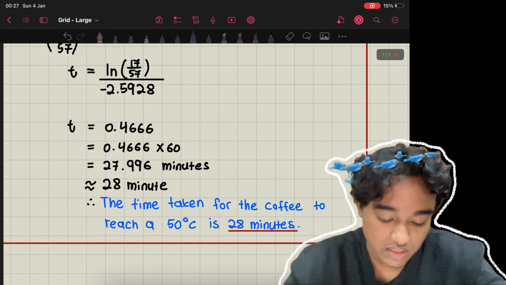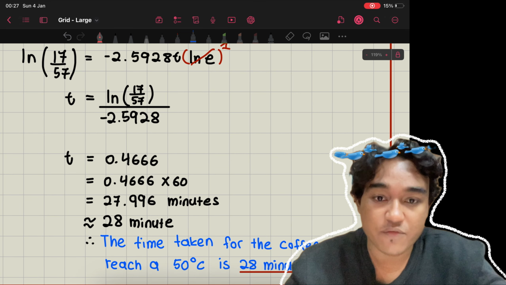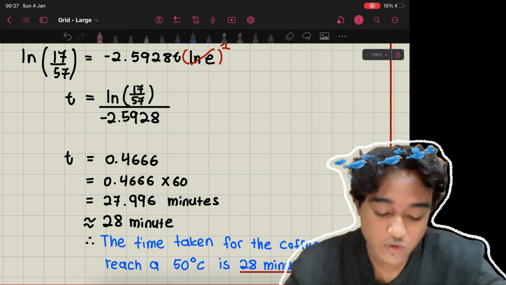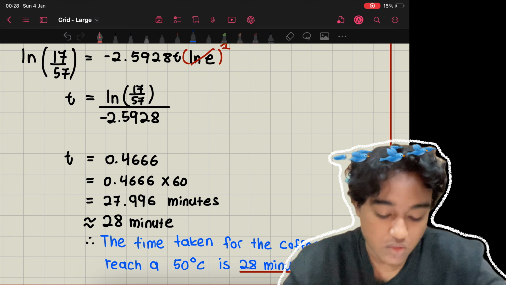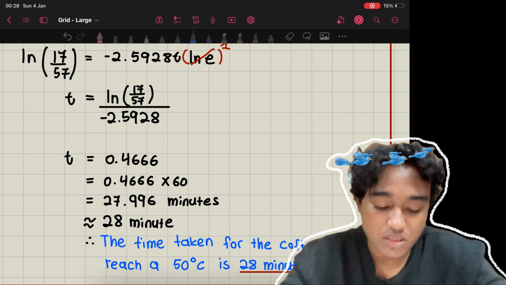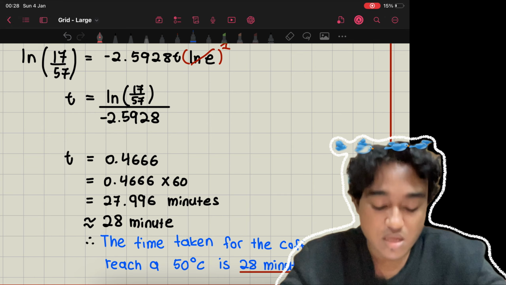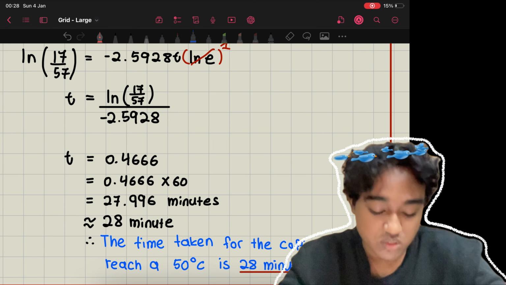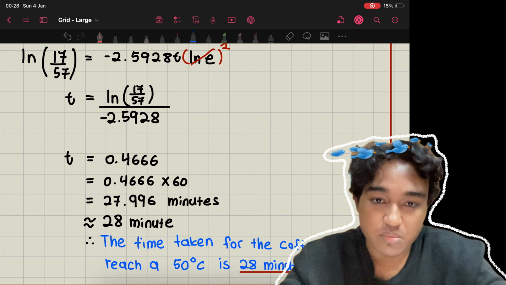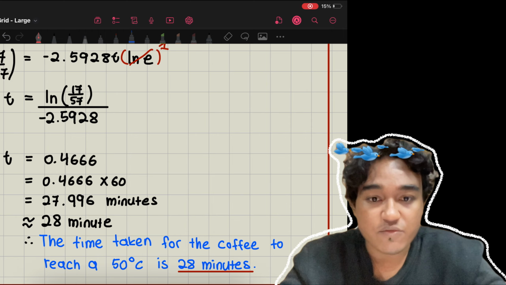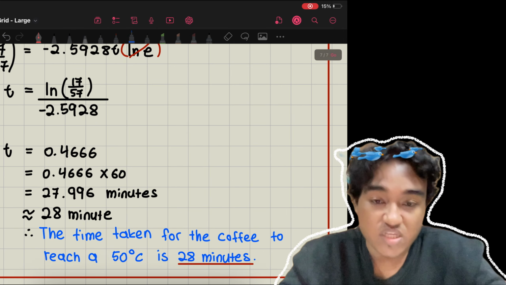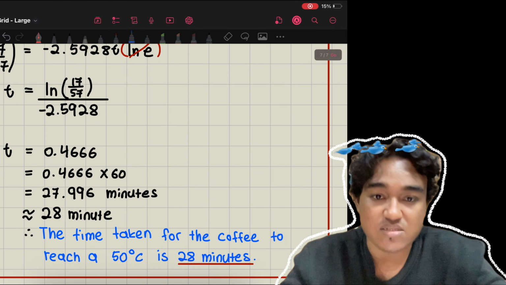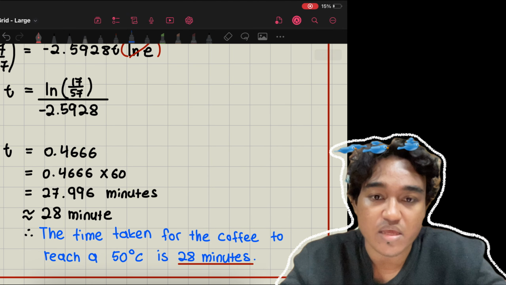So after doing the calculation, we get our value of t as 0.4666 hours. We will convert this into minutes by multiplying it by 60. That will give us 27.996 minutes, which is equivalent to 28 minutes. So the time taken for our coffee to reach the temperature of 50 Celsius is 28 minutes.